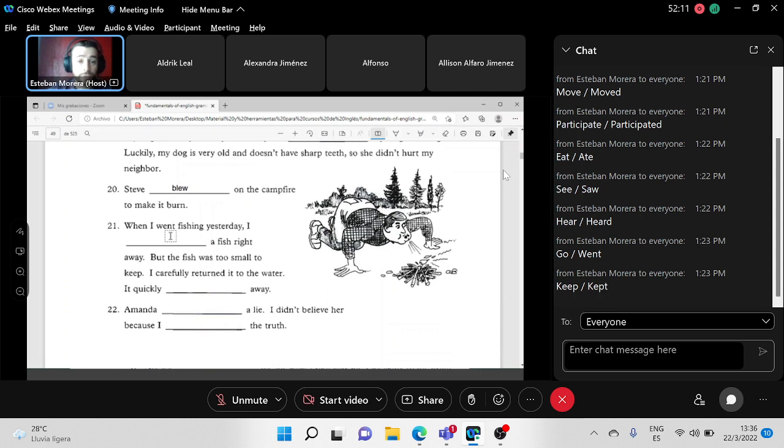21, when I went fishing yesterday, I fish right away. But the fish was too small to keep. I carefully turned it to the water. It quickly away. Okay.